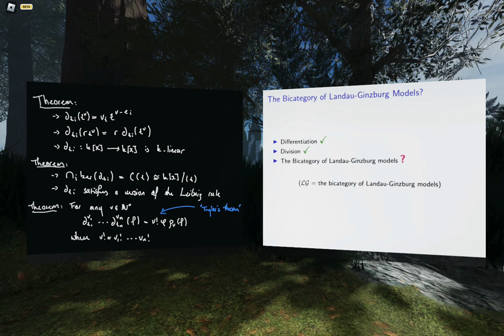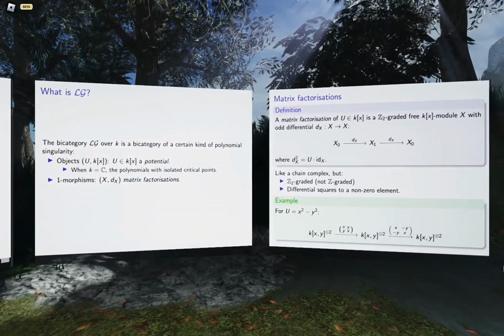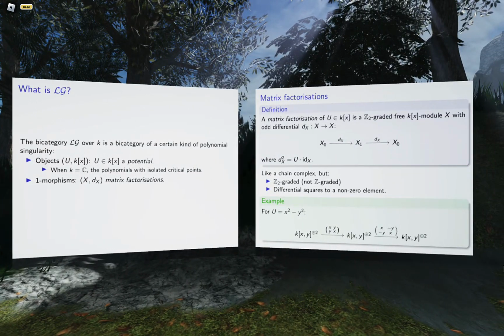Okay, so what does this have to do with the bicategory of Landau-Ginzburg models? I've talked about differentiation, I've talked about division. So what's this stuff about the bicategory of Landau-Ginzburg models? Well, first of all, what even is the bicategory of Landau-Ginzburg models? So it's a bicategory of a certain type of polynomial singularity.